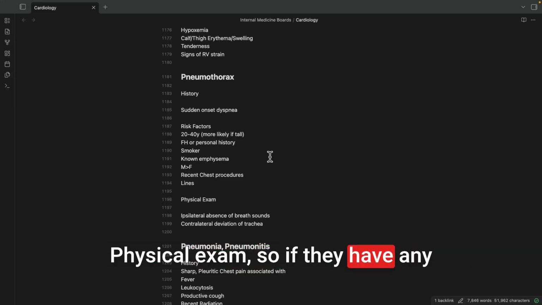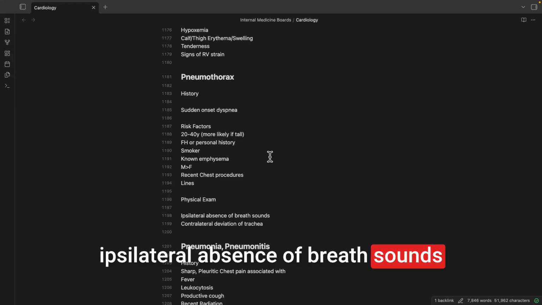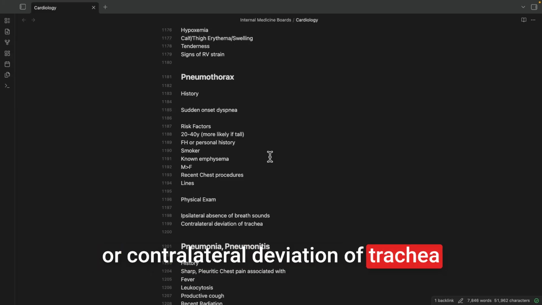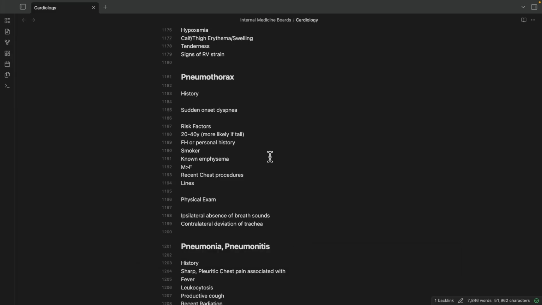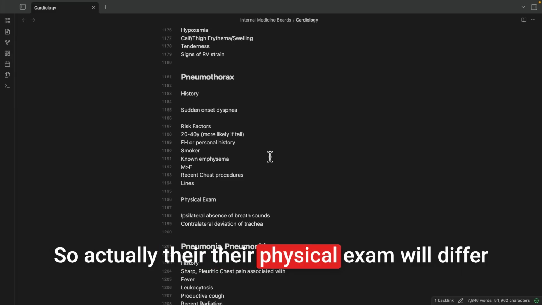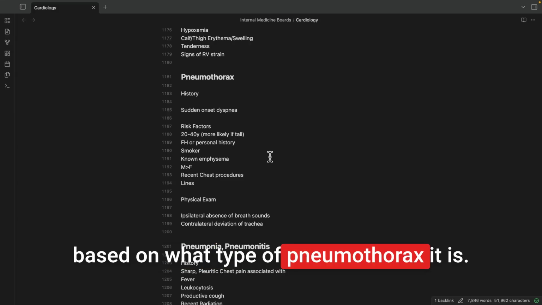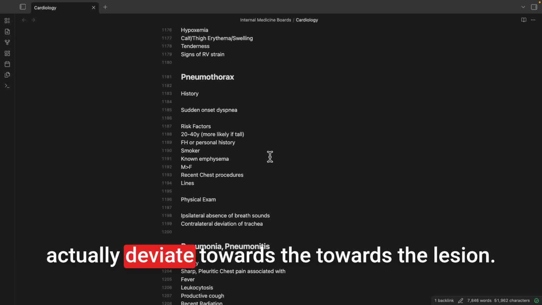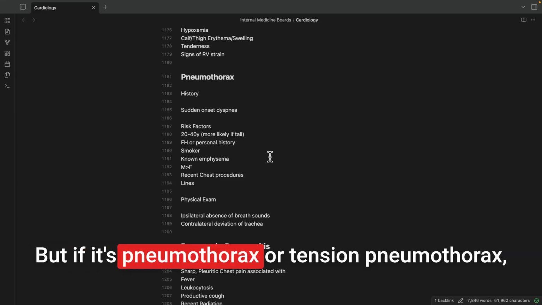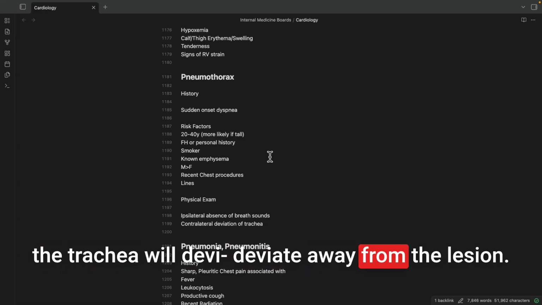Physical exam, so if they have any ipsilateral absence of breath sounds or contralateral deviation of trachea, that's a sign that it's likely pneumothorax. So actually, their physical exam will differ based on what type of pneumothorax it is. For example, if it's atelectasis, the trachea will actually deviate towards the lesion. But if it's pneumothorax or tension pneumothorax, the trachea will deviate away from the lesion.